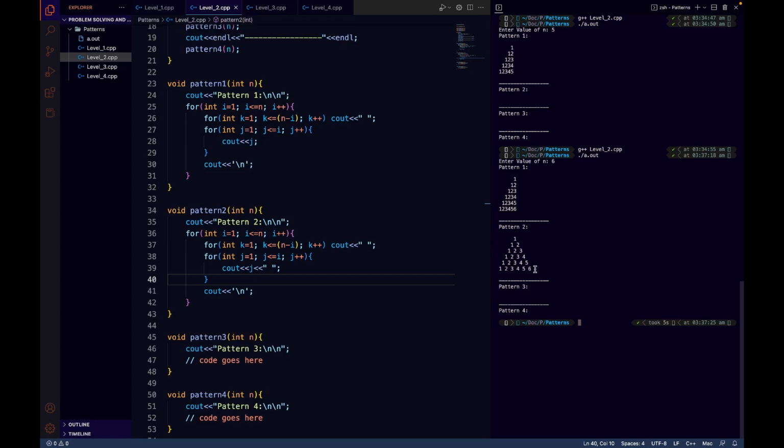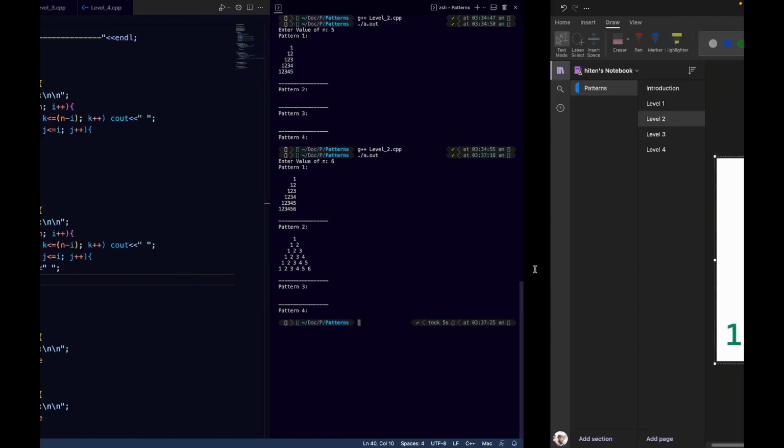Again, I'll be repeating that these patterns are just variations of each other. If you know how to solve one or two such pattern problems, you'll be good to go. You just have to make some minor changes to your code in order to achieve the required pattern.